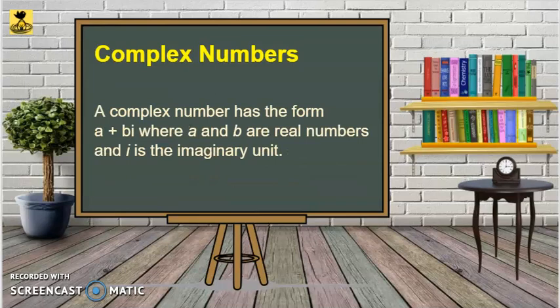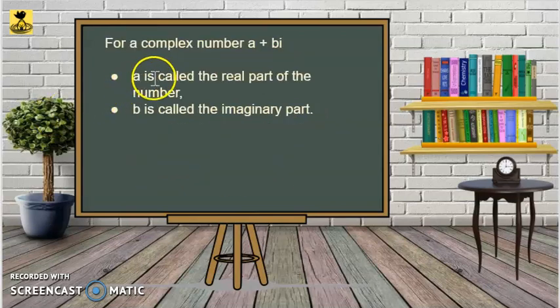So what is a complex number? A complex number has the form a plus bi, where a and b are real numbers and i is the imaginary unit. For a complex number a plus bi, a is called the real part of the number and b is called the imaginary part.